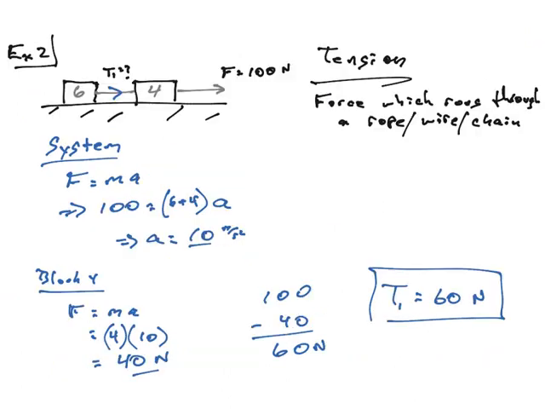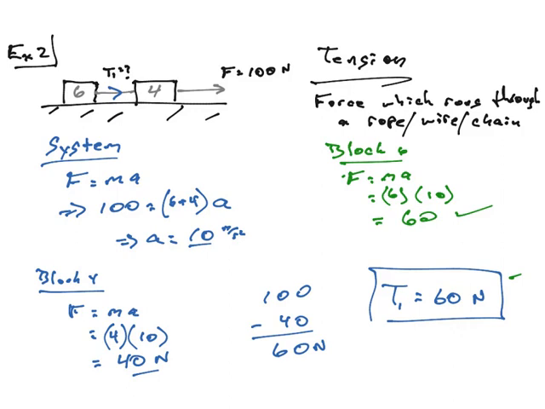If you look at the previous example, we could do the same check. I found out T1 is 60. Well, let's check. Does block 6 need 60? Because that's what he's given, so he better use it. So we'd say F equals ma on block 6. His mass is 6. His acceleration is 10. He needs 60. Good, that's what he was given. So it works out.